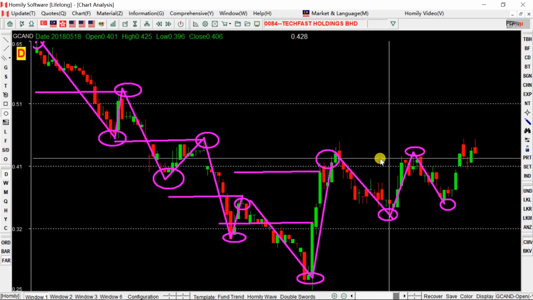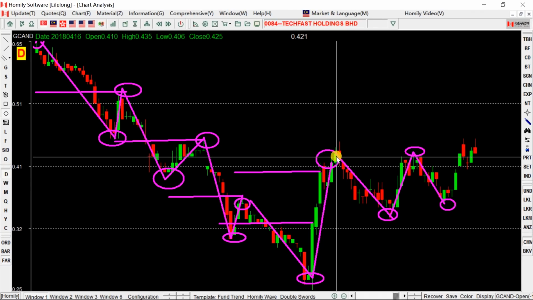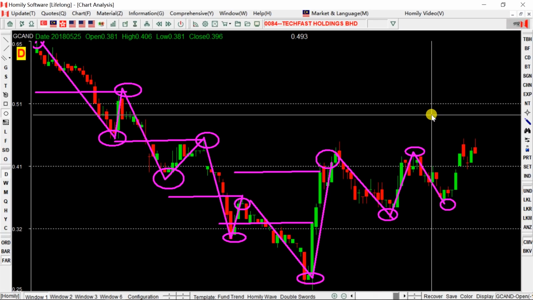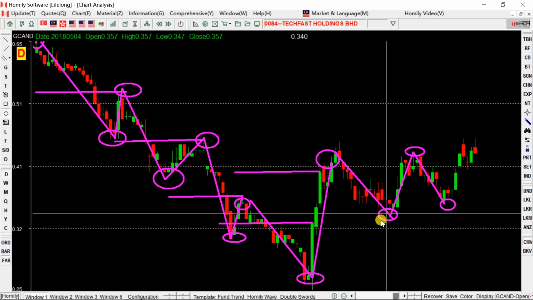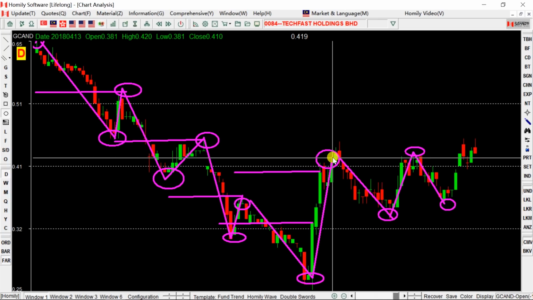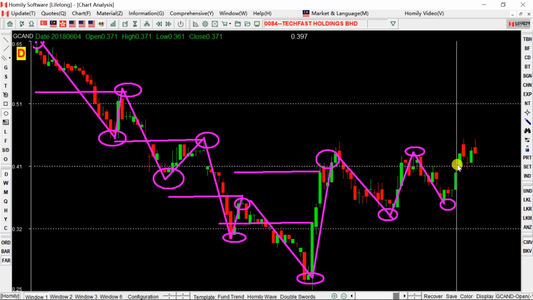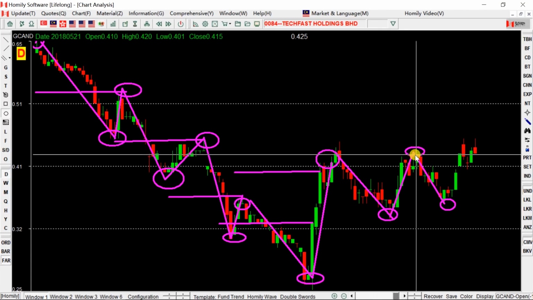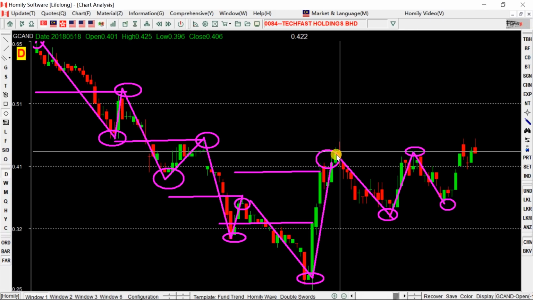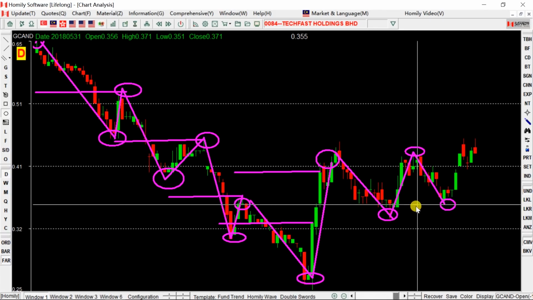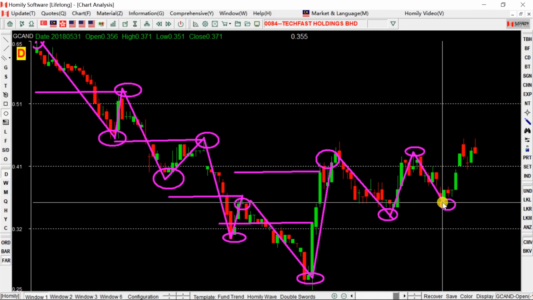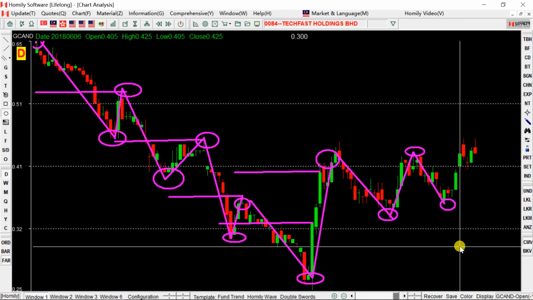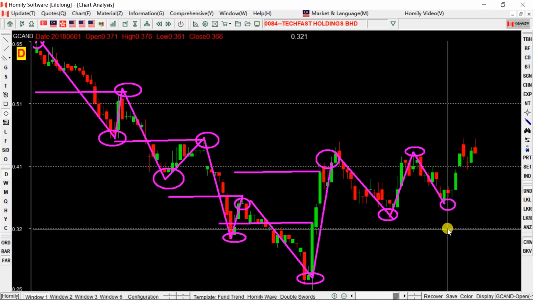This high is not higher than the previous high, so it's not an uptrend, because we see an uptrend is a higher high and higher low. This is a higher low, but it's not a higher high. Is it a downtrend? Because we see a downtrend is a lower high and lower low. This is a lower high, lower than the previous high, but this is not a lower low. This low is higher than the previous low, so it's not a downtrend, not an uptrend, so it's sideways.